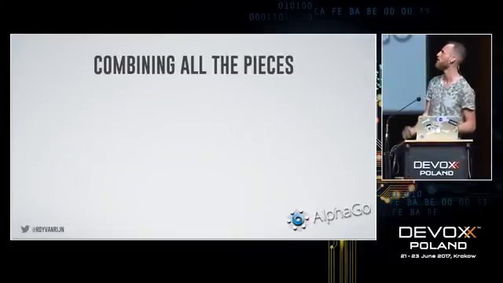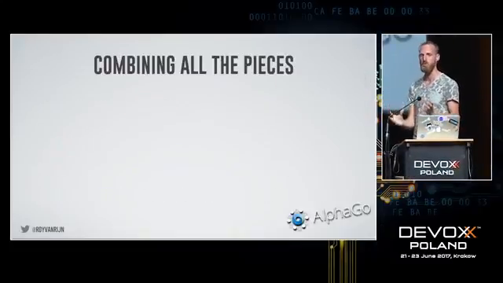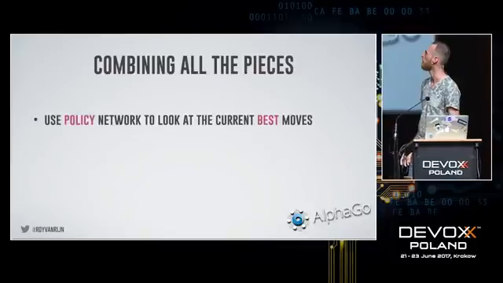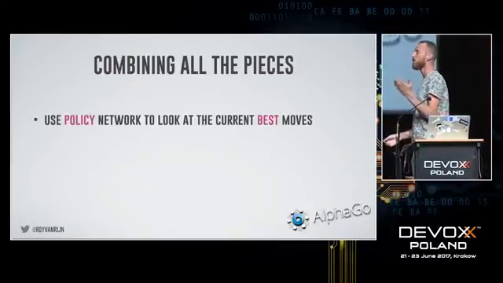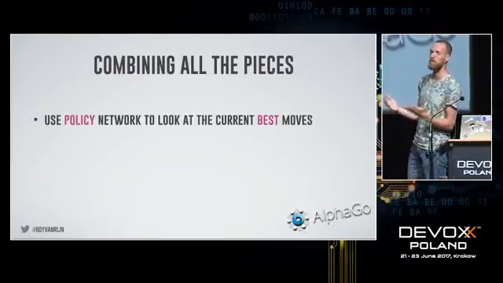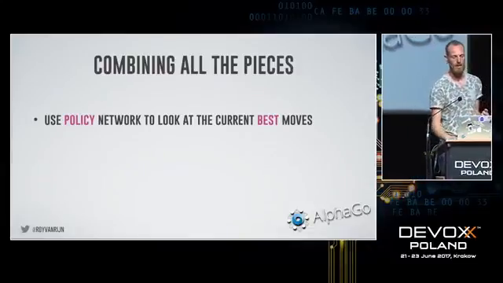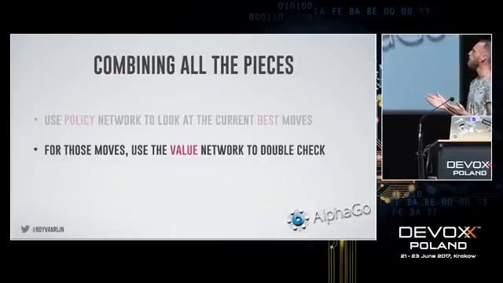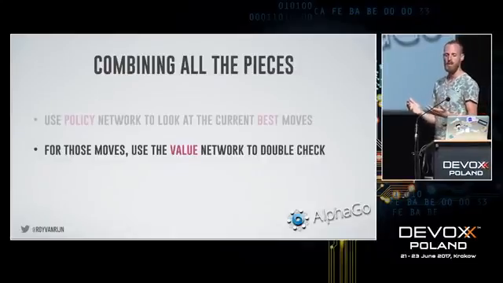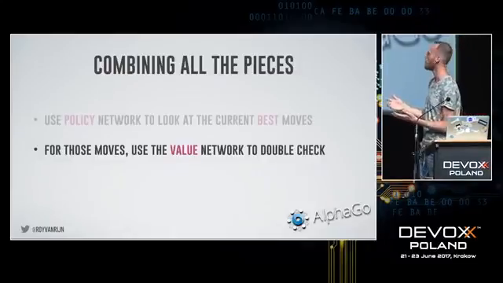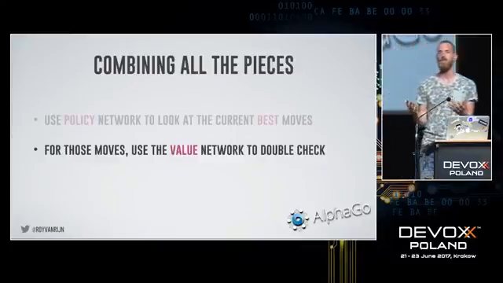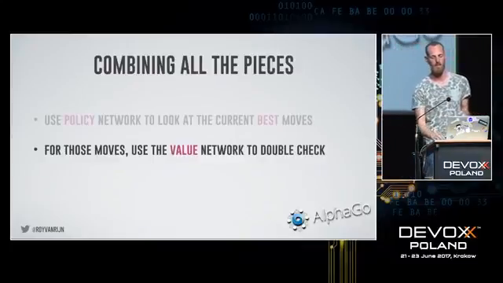And then they started to combine all these networks into one program, which is AlphaGo. So they used the policy network to look at the current best moves. What are the best moves I can currently make? For those moves, we use the value network to evaluate them, to give them a value. And this gives another indication how strong this move is.